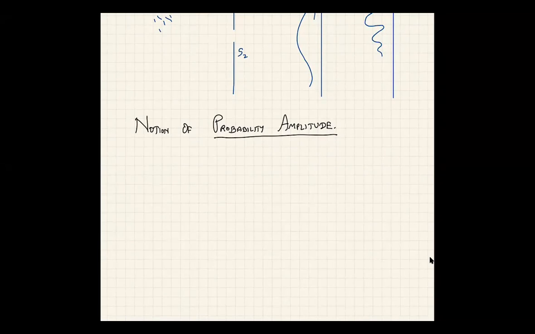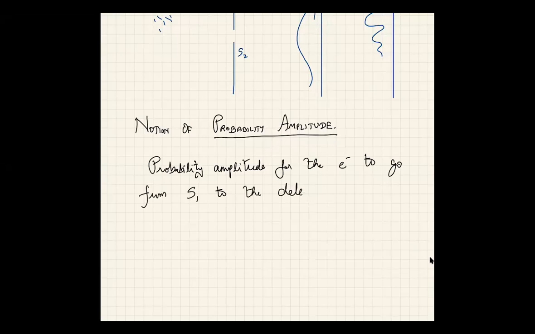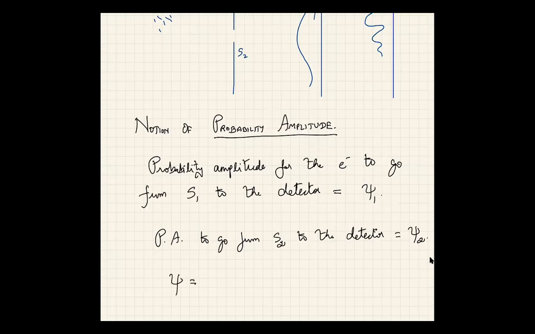So we define a probability amplitude for the electron to go from S1 to the detector. This probability amplitude we call phi1, or rather, let us call it by a different name. Let's call it psi1. Similarly, the probability amplitude to go from S2 to the detector, we will call psi2. So the total probability amplitude that the electron can go through either slit S1 or slit S2 to the detector is given by the sum of these two probability amplitudes. And the total probability is modulus of psi squared.